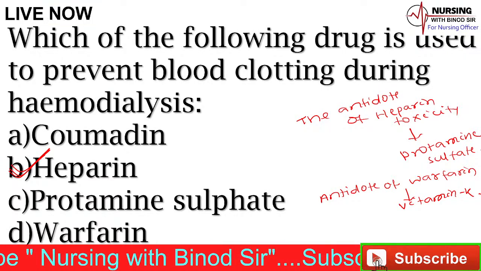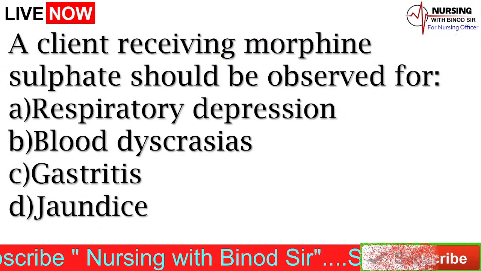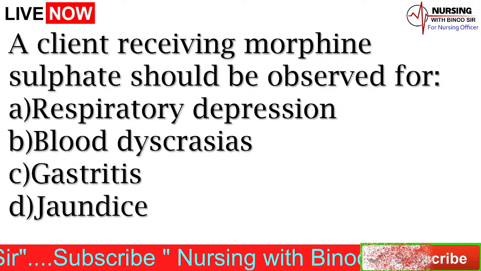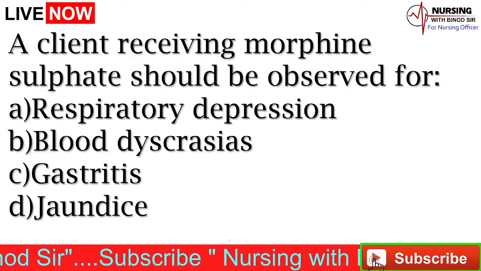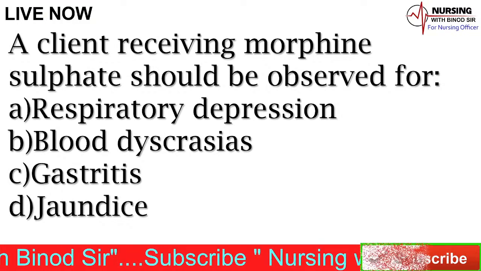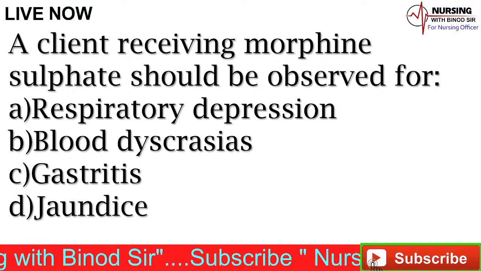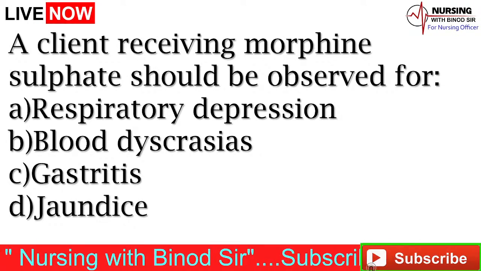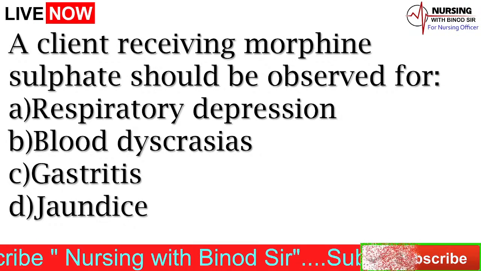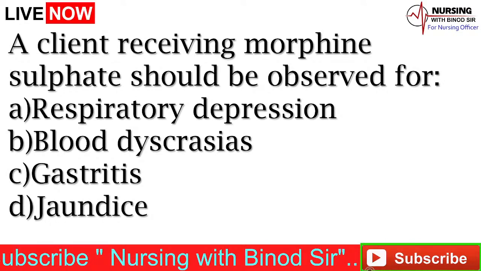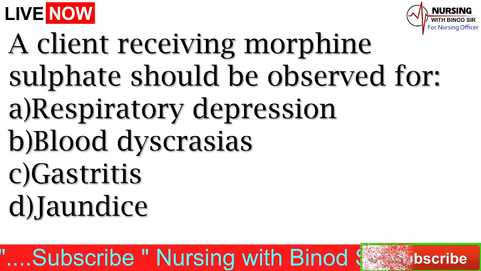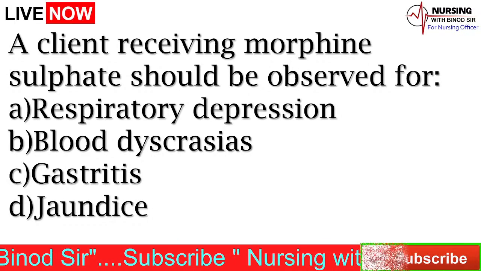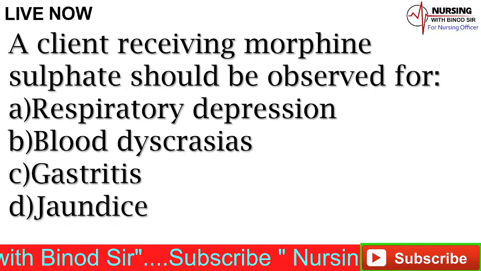Now we'll come back to the next question. A client receiving morphine sulphate should be observed for: A, respiratory depression; B, blood dyscrasias; C, gastritis; D, jaundice. So what would be the right answer of this question? If someone is taking morphine sulphate, it is your duty to observe him or her. So put your right answer in the chat box.